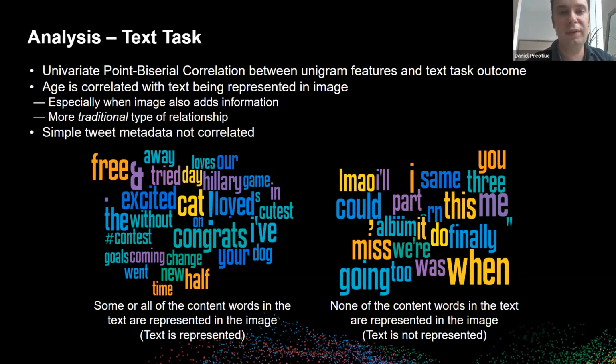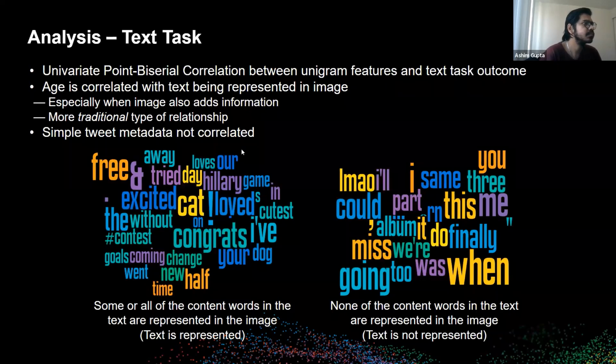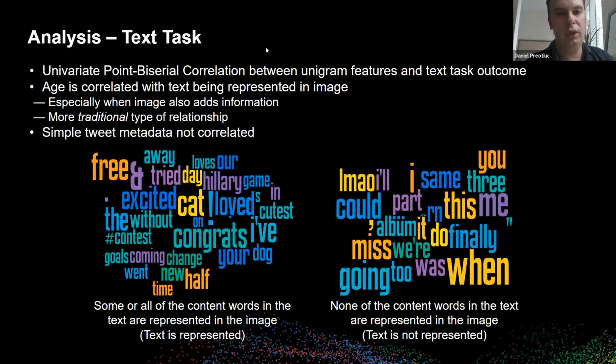We first look at the demographics because we thought there were going to be some interesting things there. And actually, yes, we found that age is correlated with the text being represented in the image. So the younger you are, the more likely you are to post images that do not reflect, or are complementary to, the text. And to me, this is pretty intuitive, because usually when you have an image that represents something in the text, that's what you would expect. Maybe it's a more traditional type of relationship, and that's correlated with older age here. But none of the other demographic variables were correlated. We had income, age, political affiliation, and so on.